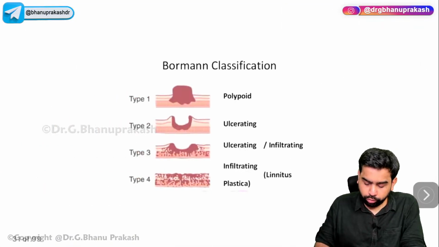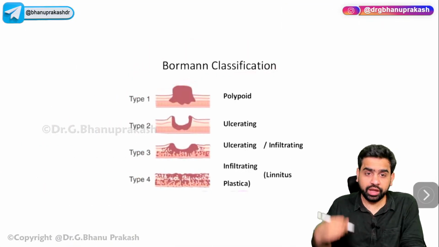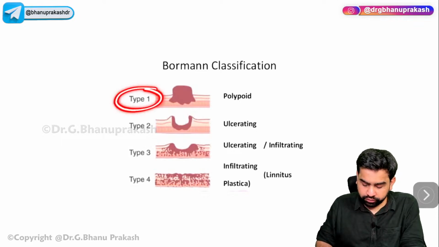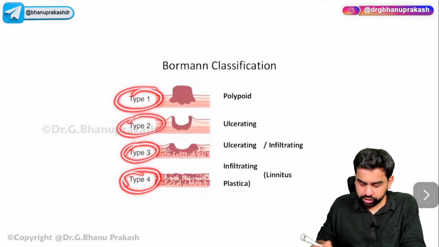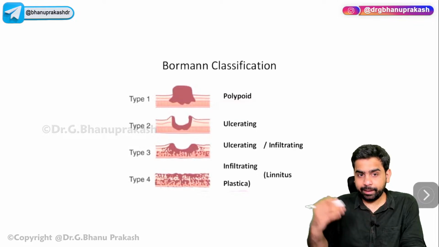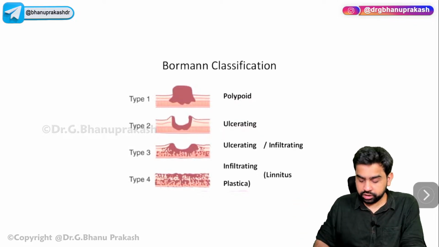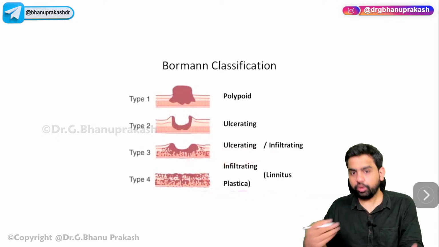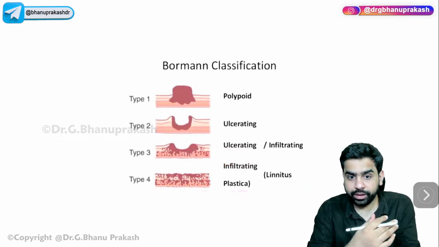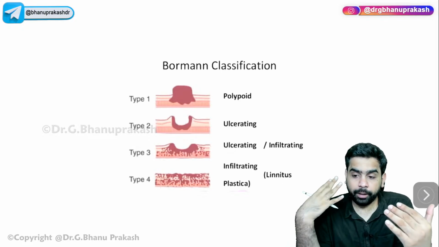Then what we have is the Borrmann's classification, which I was trying to talk to you about. In the Borrmann's classification, you have type 1, type 2, type 3, and type 4. So what is type 1? Type 1 is polypoidal, type 2 is ulcerative, type 3 is ulcero-infiltrative, and type 4 is completely infiltrative. They keep on asking you this: Linitis plastica is which Borrmann's type? Linitis plastica is Borrmann's type 4.